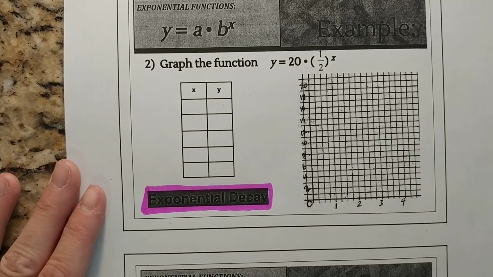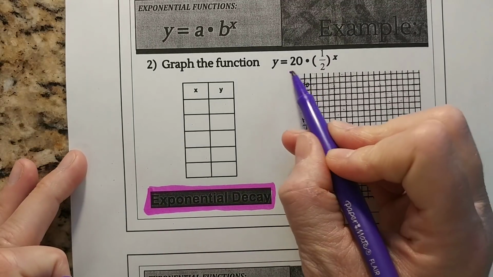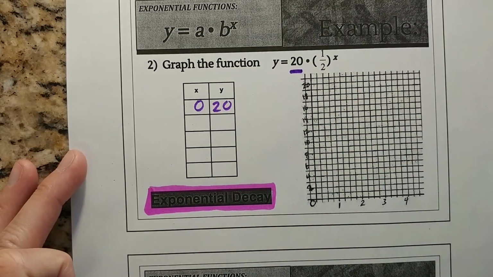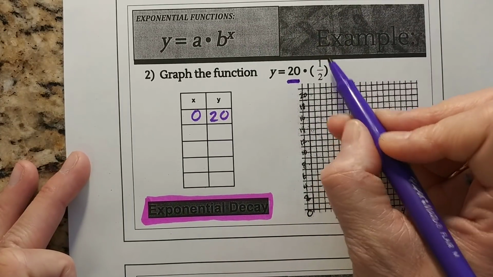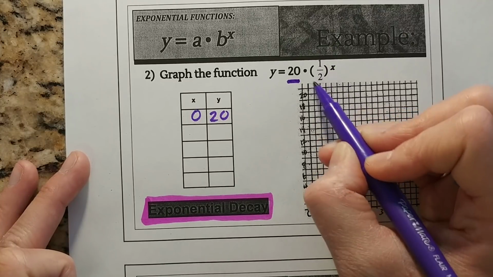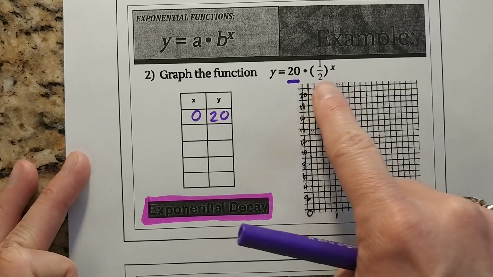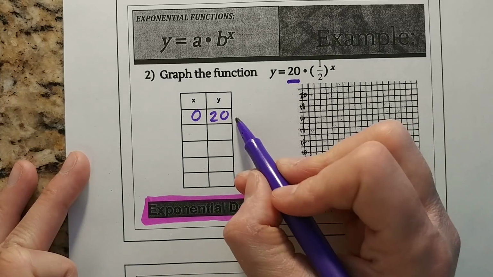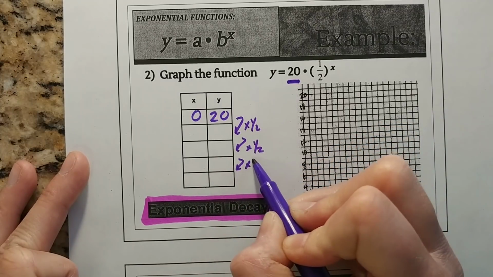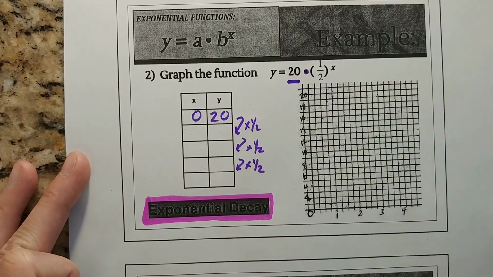All right, number 2. Look at our exponential function. You can see it starts at 20. There's our y-intercept. So when x is 0, y is 20. And if you notice, the number in our factor of change is 1/2. Anything less than 1 means it's going to be exponential decay. So our constant pattern here is to multiply by 1/2, over and over and over.